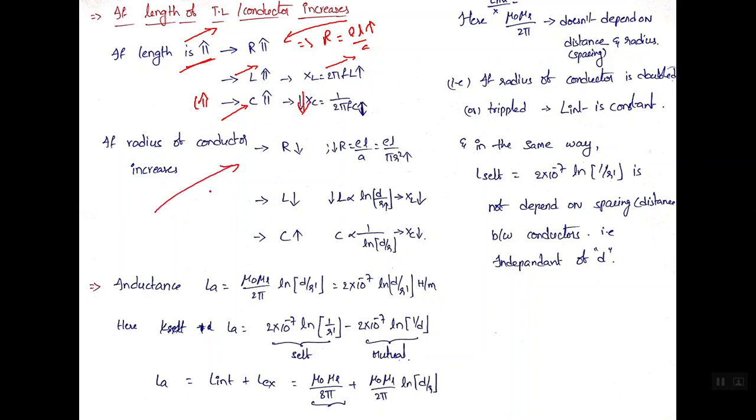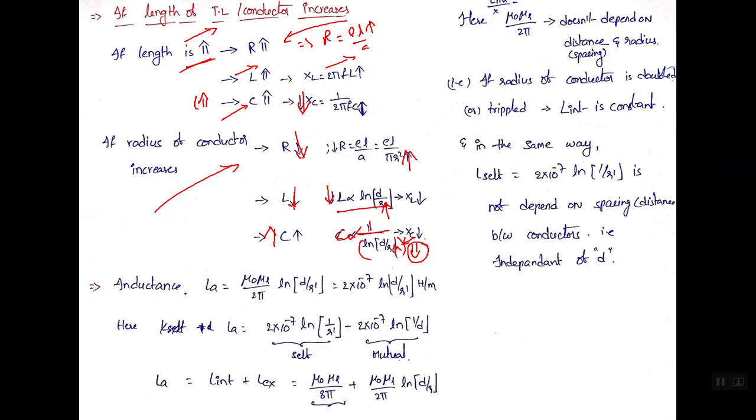For example, if the radius of the conductor increases, what will happen? If the radius of the conductor increases, then the resistance will decrease. Here we know that L is proportional to ln of d by r. As r increases, that is the denominator increases, the inductance value will decrease. And we know that C is proportional to 1 by ln of d by r. Here the radius increases, this total term decreases, that is the total denominator decreases, which means the capacitance will increase.